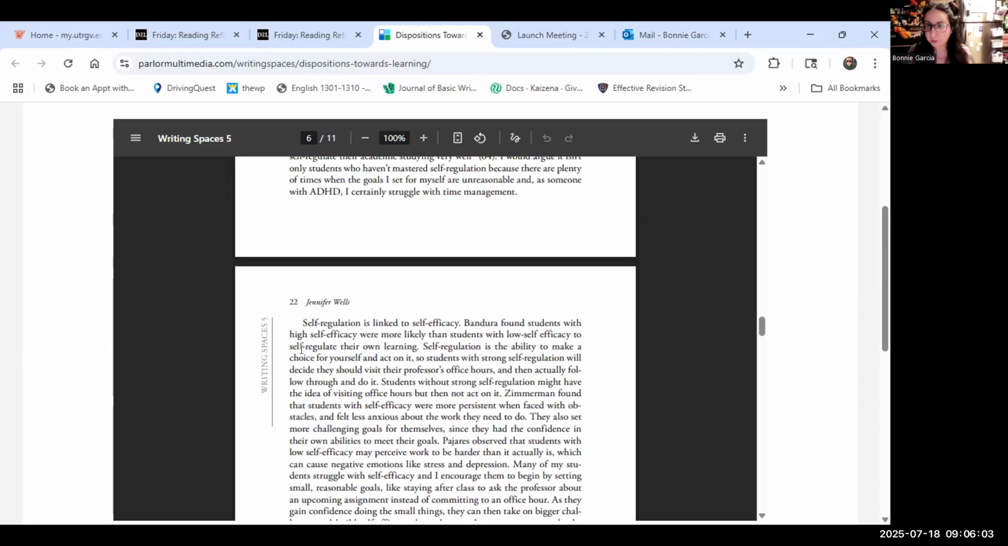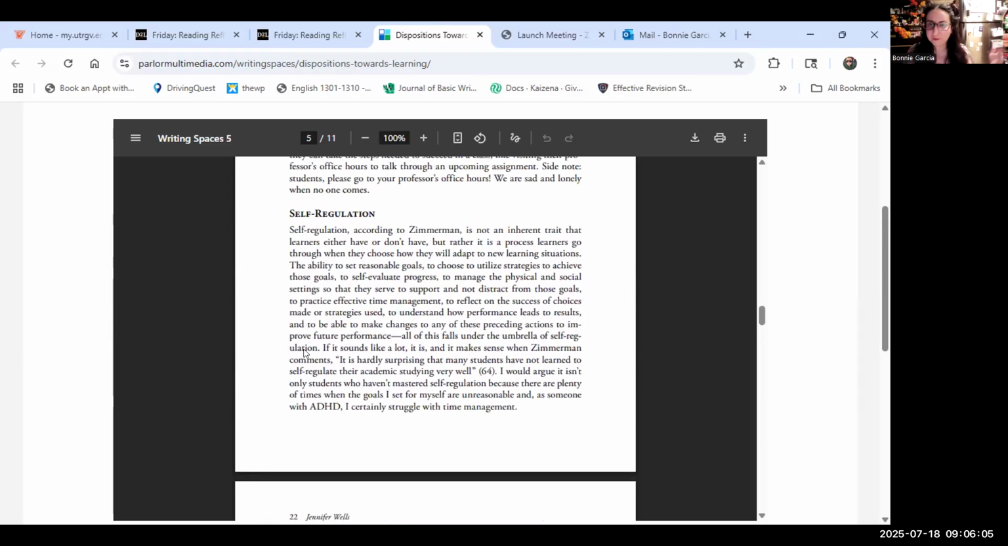If a word is tripping you up, which is totally normal because we're coming from high school to college, it's a whole different ballgame. I want you to not be afraid to go and Google it. So like self-regulation, what does that mean? Well, I would just go and Google it, right?